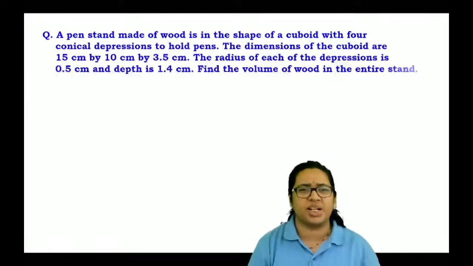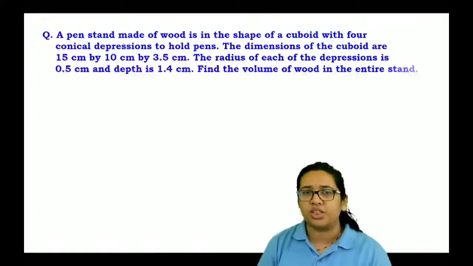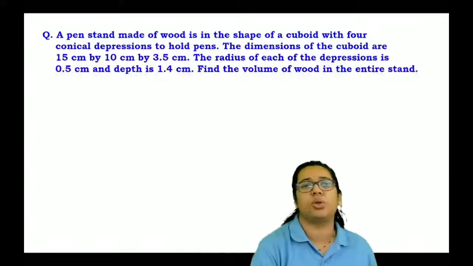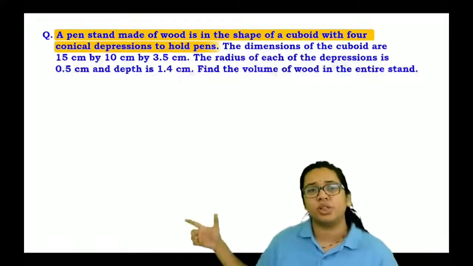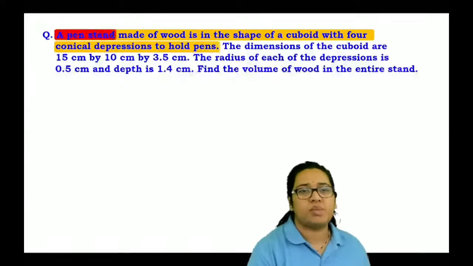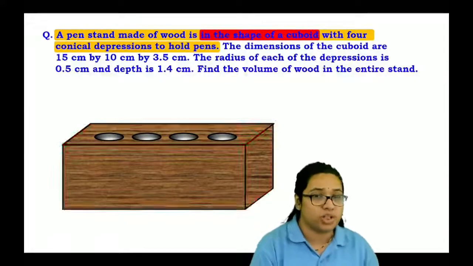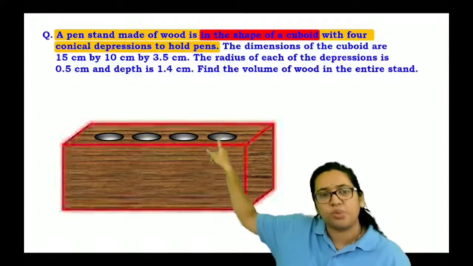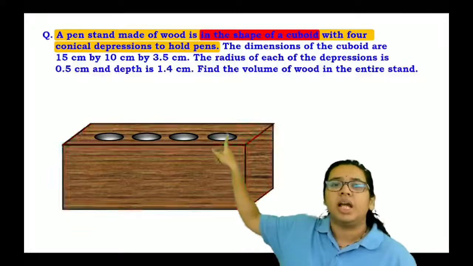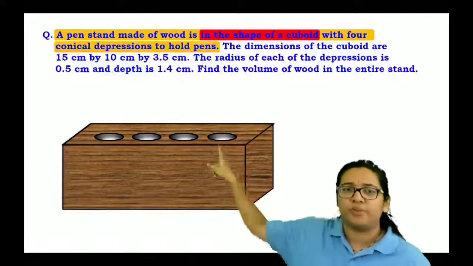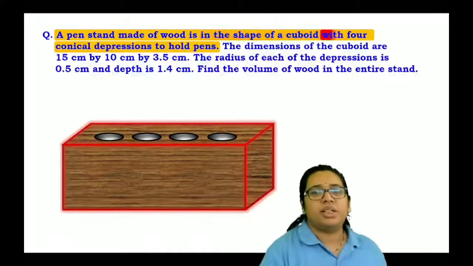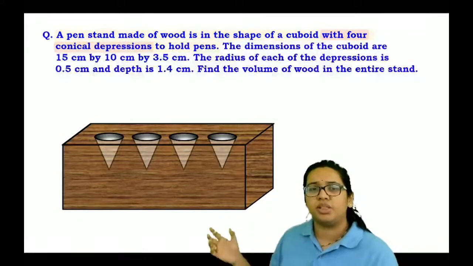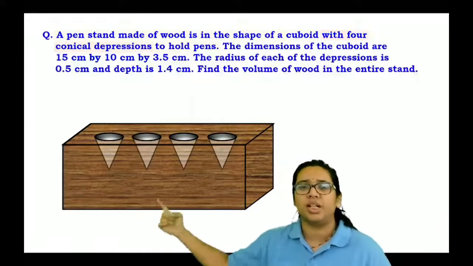A paint stand made of wood is in the shape of a cuboid with four conical depressions to hold the base. The dimensions of the cuboid are 15 centimeter by 10 centimeter by 3.5 centimeter. The radius of each depression is 0.5 centimeter and depth is 1.4. Then find the volume of the wood in the entire stand.